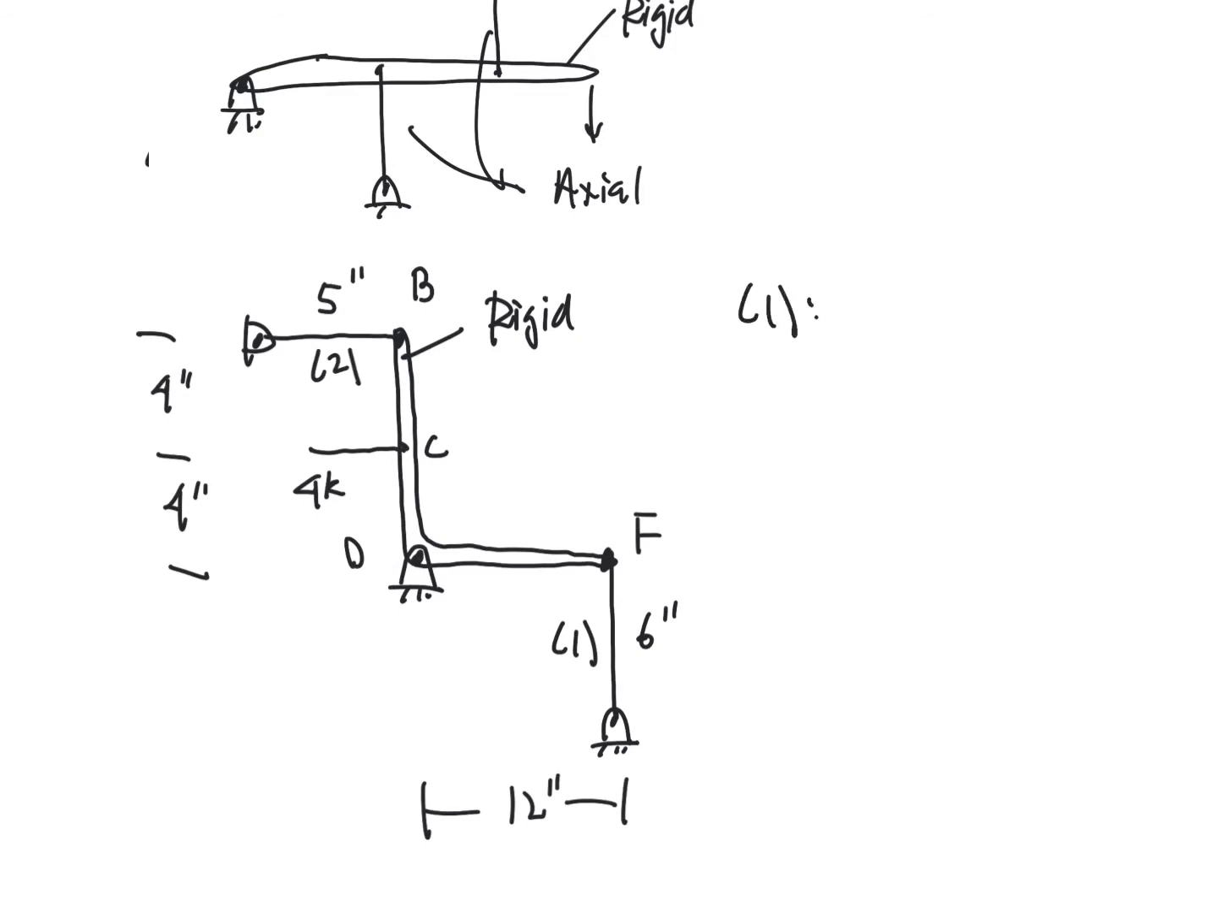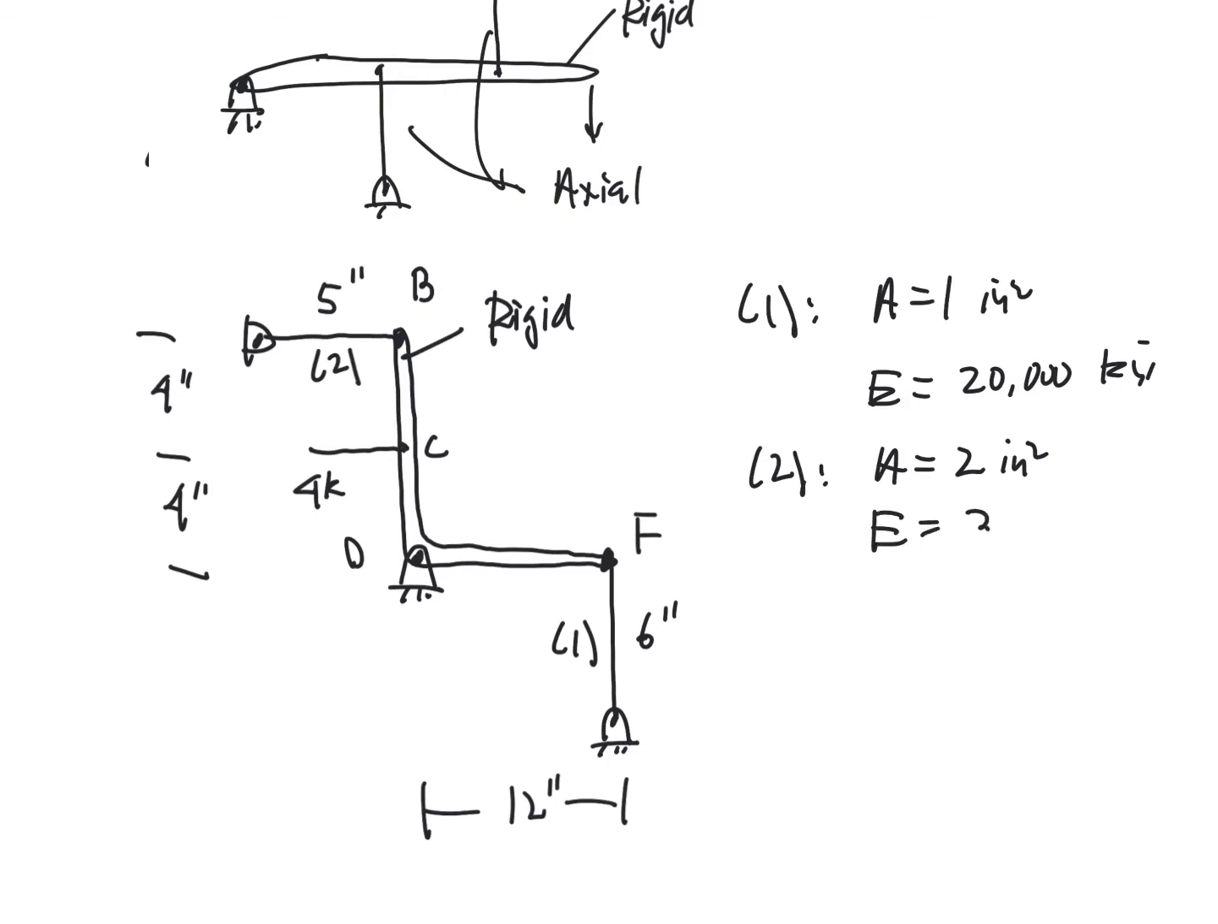All right, so bar number 1 has the following properties. The area is 1 square inch, and the E is 20,000 KSI. Bar 2 has an area of 2 square inches and an E value of 30,000 KSI. And there's no gravity in this case. You could either say we're turning gravity off, or this thing is deforming in the horizontal plane, so we're laying this down on the table. So we'll say no gravity. Almost always in this class, if we don't specifically state it, we're neglecting gravitational effects.